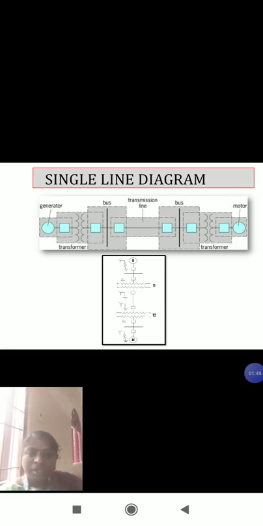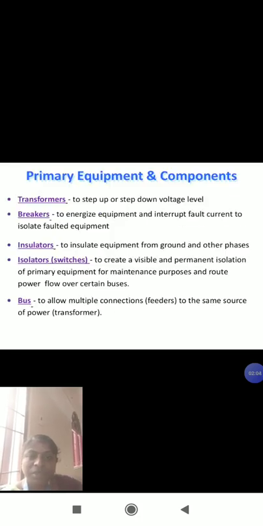So in protection and switchgear, we are going to provide protection for all these basic components, say generator, transformers, transmission lines, motors, as well as bus bars. So we shall see that one by one. Before that, we shall see the primary equipments and components that are needed in protection. So first is a transformer.